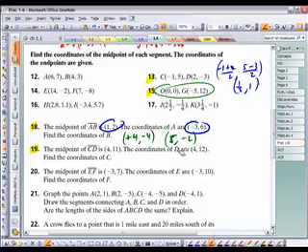And then for number 19, endpoint is at 4, 12, midpoint's at 4, 11. To go from 4 to 4 is plus 0. To go from 12 to 11 is minus 1. And so 4 plus 0, well, of course, that's just 4. And then 11 minus 1, we're down to 10 now, so we end up at 4, 10.